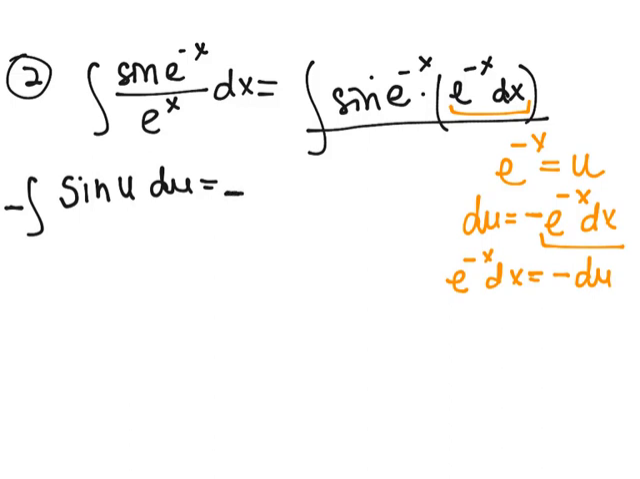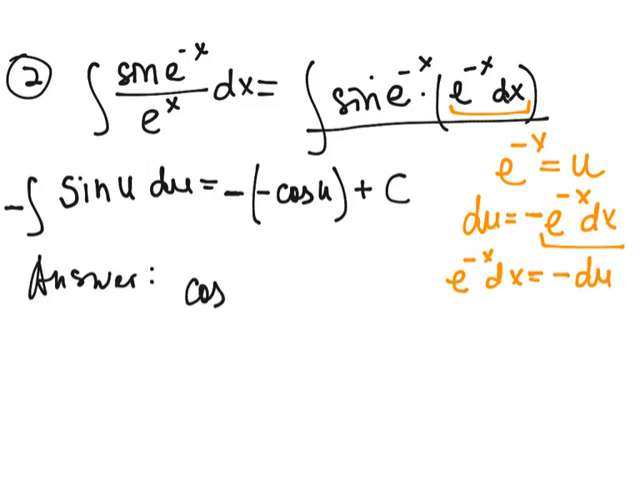The integral of sine is negative cosine. I almost said cosine, which is another common mistake. Why? Because the derivative of cosine is negative sine. So you need to put another negative here. Well, don't forget the cupcake. And your final answer is going to be cosine of e to the negative x plus c.